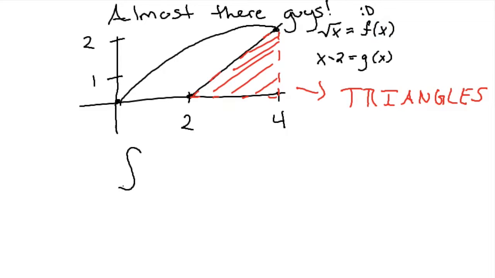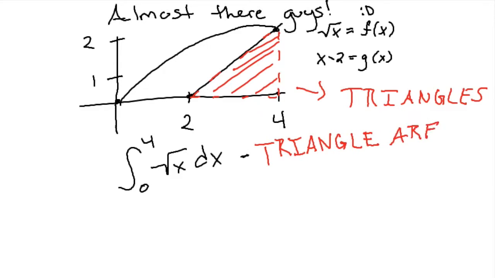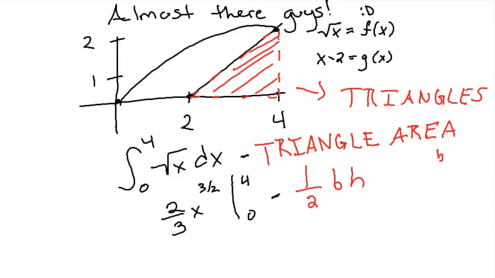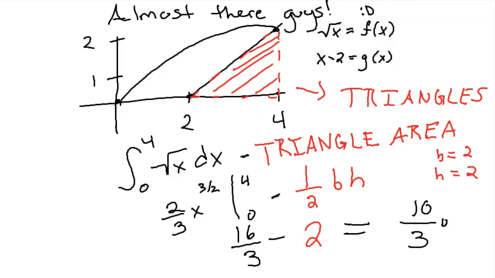So the first thing we're going to do is we're going to take the square root of x and integrate it all the way from 0 to 4. Now, if you notice, this is the whole entire domain of the graph that we're looking at. But what we're going to do is we're going to subtract the triangle area. So we're going to solve for the integration, and we're going to subtract the 1/2 base times height. Base of the triangle being 2 and the height also being 2. So we get 16 over 3 for the integration, and we get 2 for the area of the triangle. So when we subtract both, we get our familiar answer of 10 over 3 units squared.